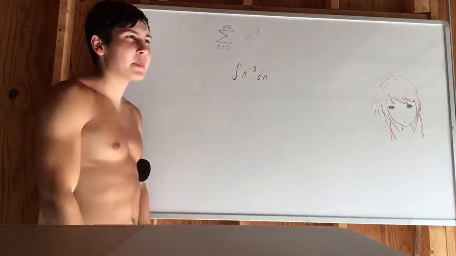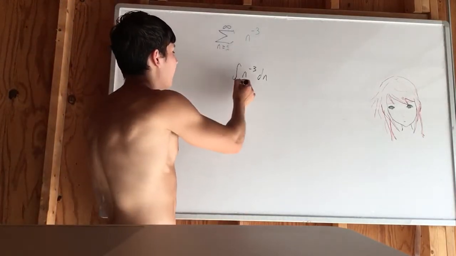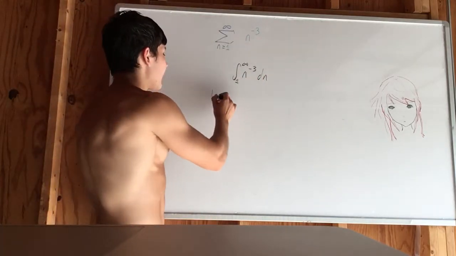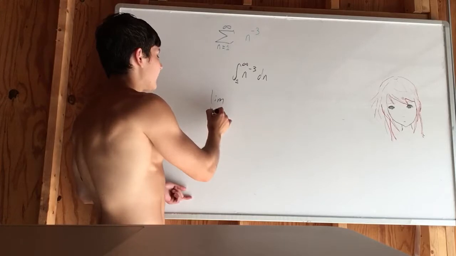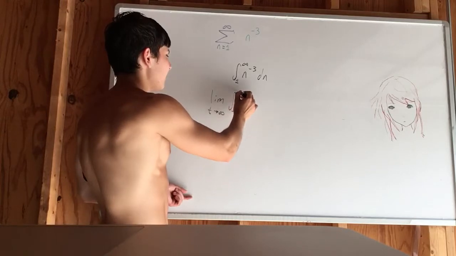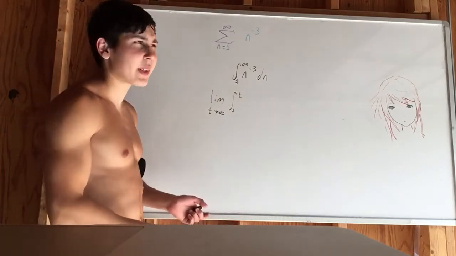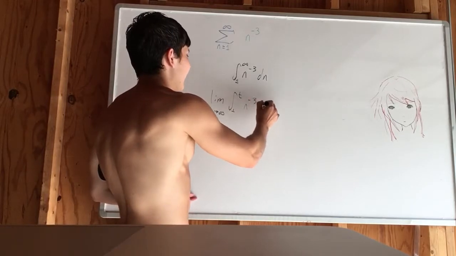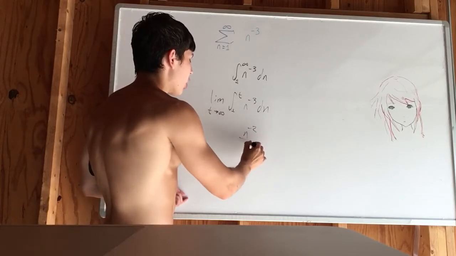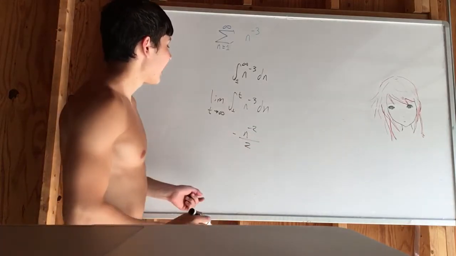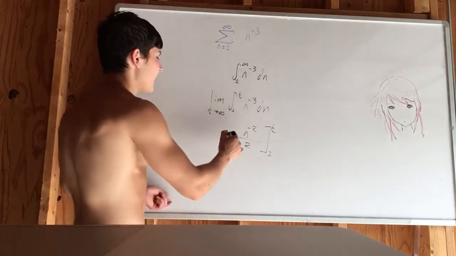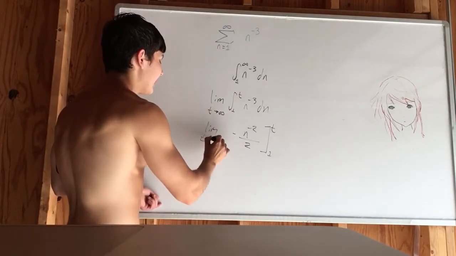And it's been a long time, but if you remember, we're having the same inputs here from 1 to infinity. And if you remember, we had to do the limit as t approaches infinity and replace that with a t, because we can't directly work with infinity with our integrals. And then we actually take the integral, that would be n to the negative 2 over negative 2. And this is from 1 to t, with our limit as t approaches infinity.